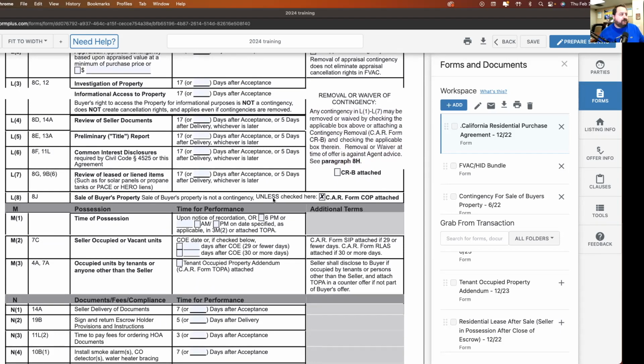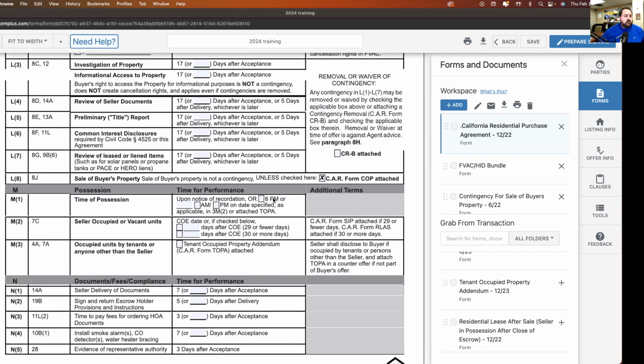So the seller always has to give possession to the buyer as soon as they close escrow? That's the default, yes. Unless you put the time in. The default is you're out on the date of close of escrow. That's it.